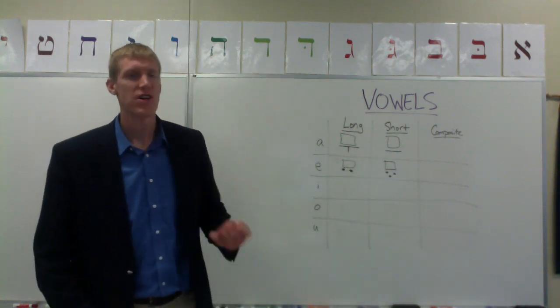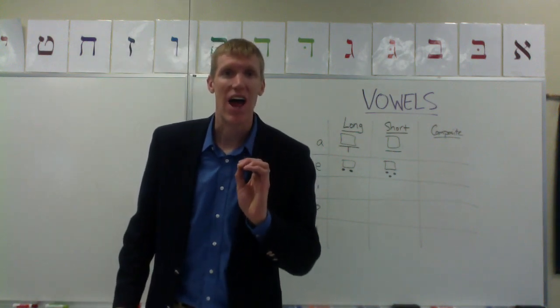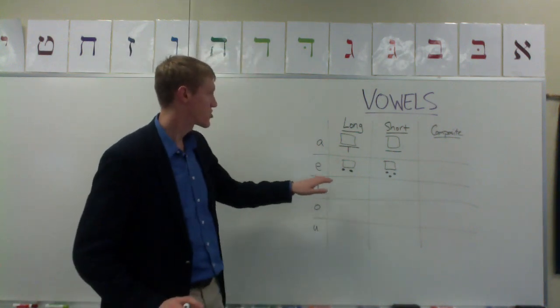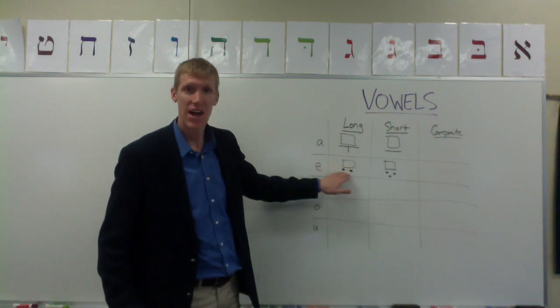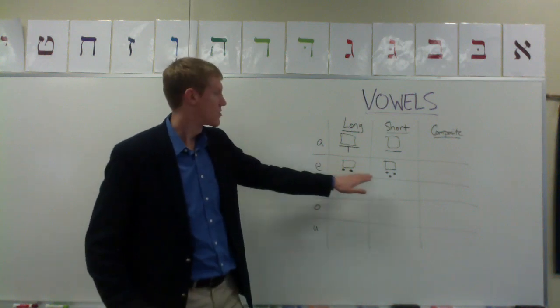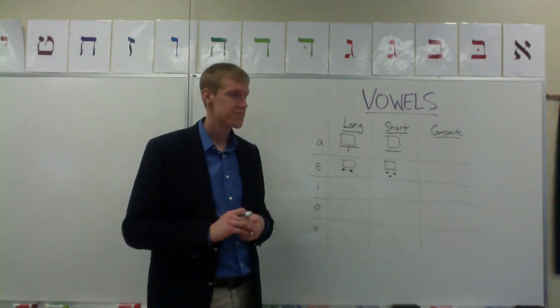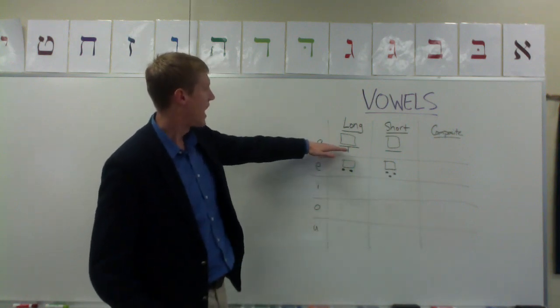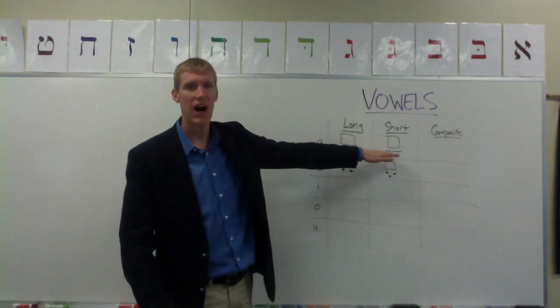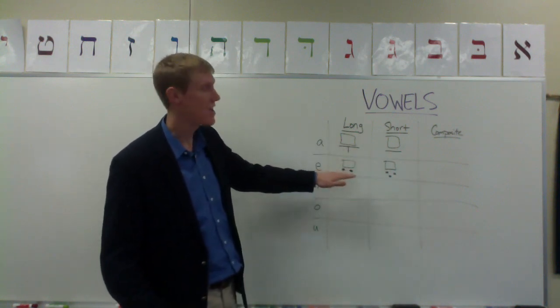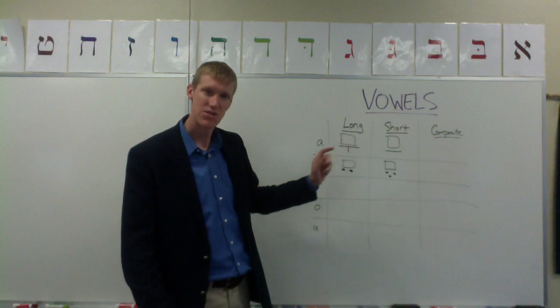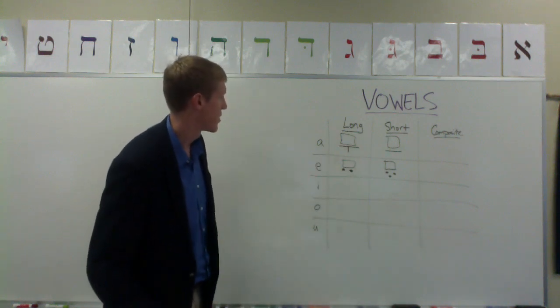Segol. And you can hear segol is a shorter version of A. So it's the same basic sound, but you don't hold it out as long. So you've got kamets, patach, tsere, and segol. It's just a shorter version of the same basic sound.